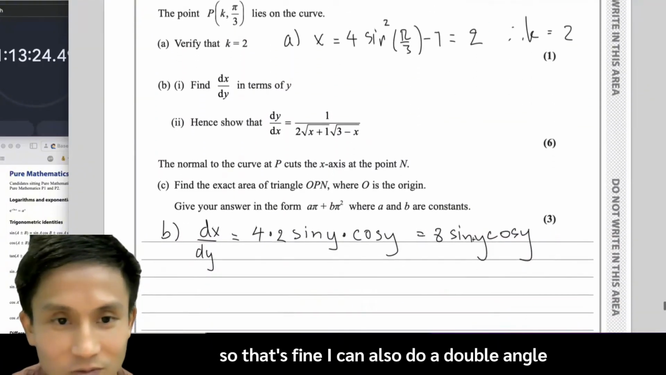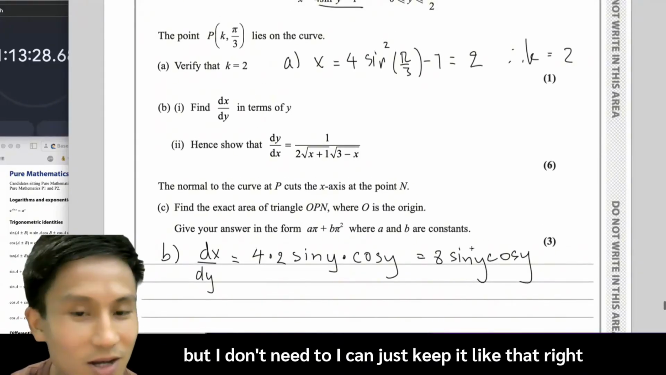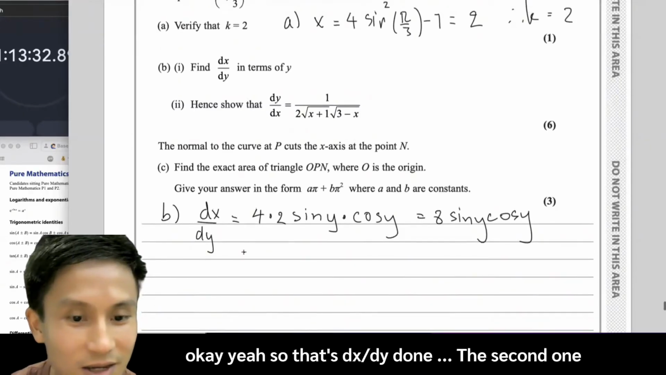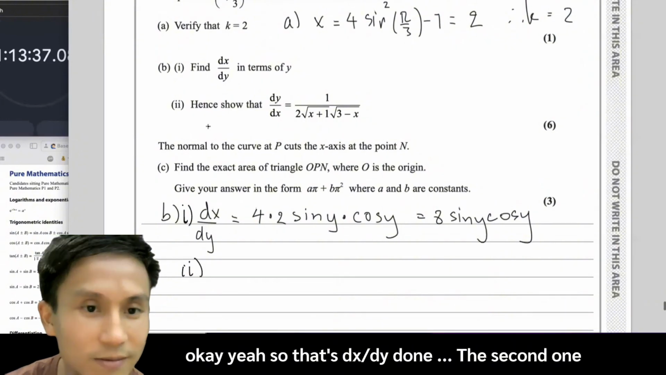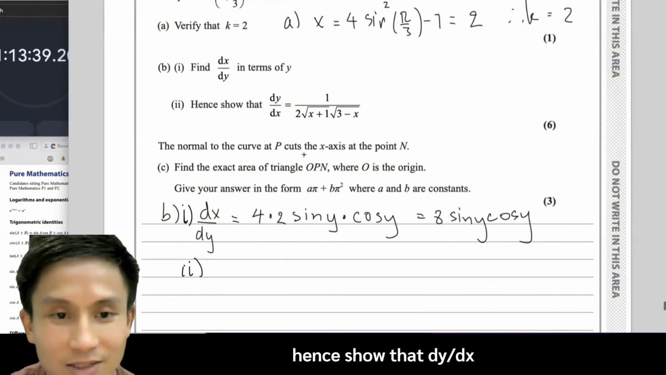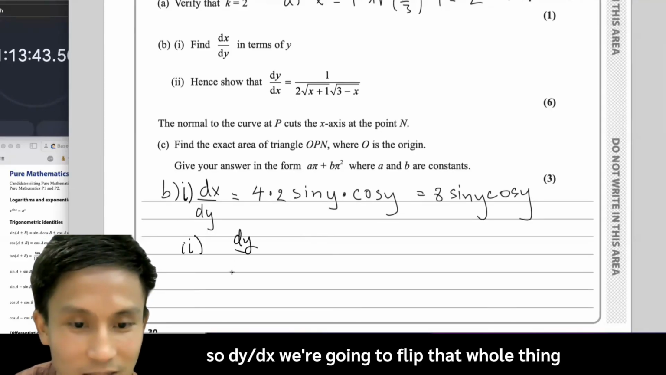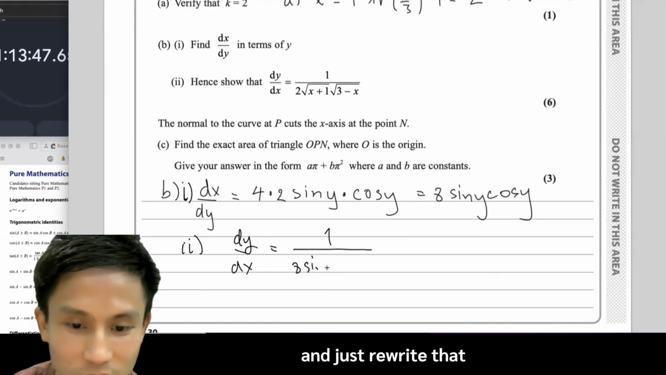That's in terms of y, so that's fine. I can also use a double angle, but I don't need to. I can just keep it like that. So that's dx by dy, done. The second one: hence show that dy by dx is that. So dy by dx, we're going to flip that whole thing and just rewrite that.